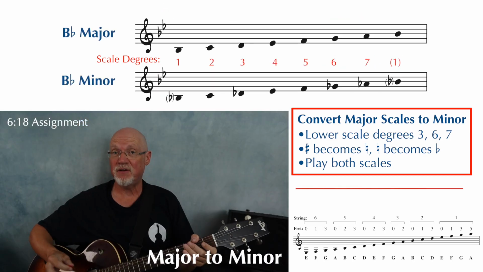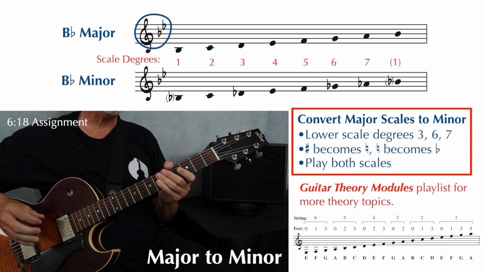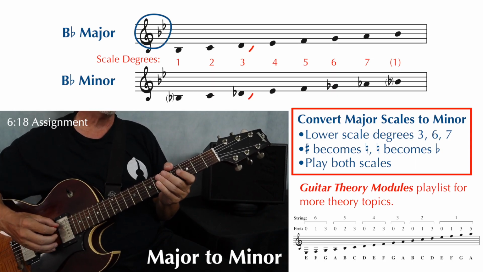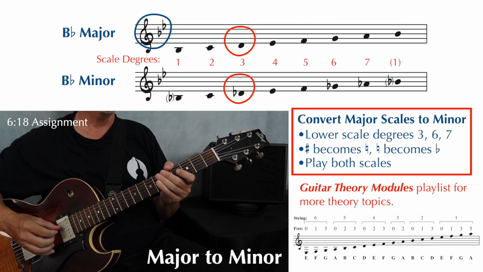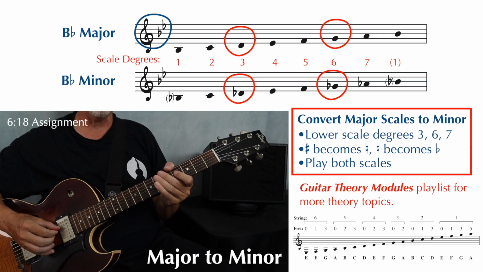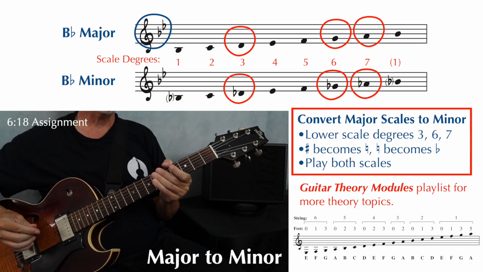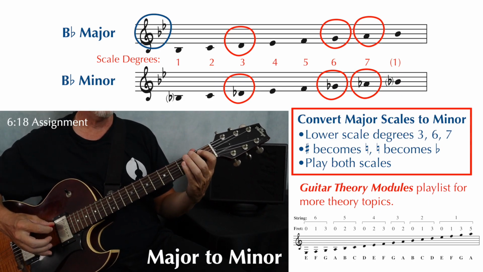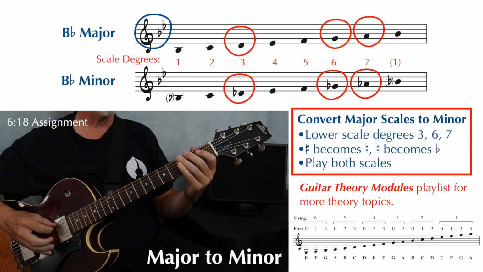Then we're going to change B flat major to B flat minor. Two flats in this key signature, B flat and E flat. Change the third scale degree from D to D flat. The sixth scale degree, change that from G to G flat. The seventh scale degree, A to A flat. Then play the B flat major scale. Remember, we have B flats and E flats. And then play the B flat minor.